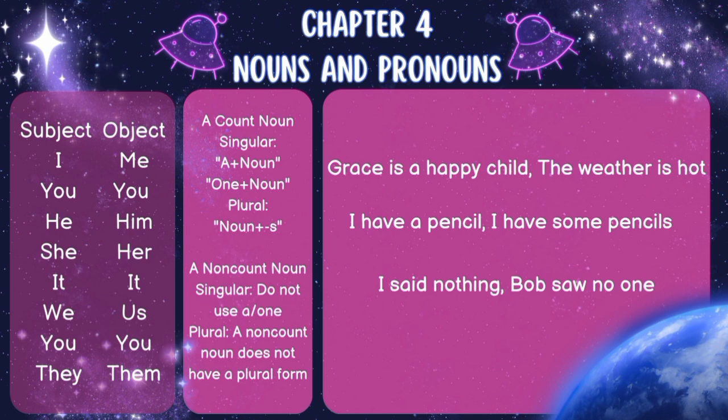Using some and any. Use some in a statement. Use any in a negative sentence. Use either some or any in a question. Any is used with non-count nouns and plural count nouns. Indefinite pronouns: something, someone, anything, anyone. In a statement, use something or someone. In a negative sentence, use anything or anyone. In a question, use either something, someone, or anything, anyone.